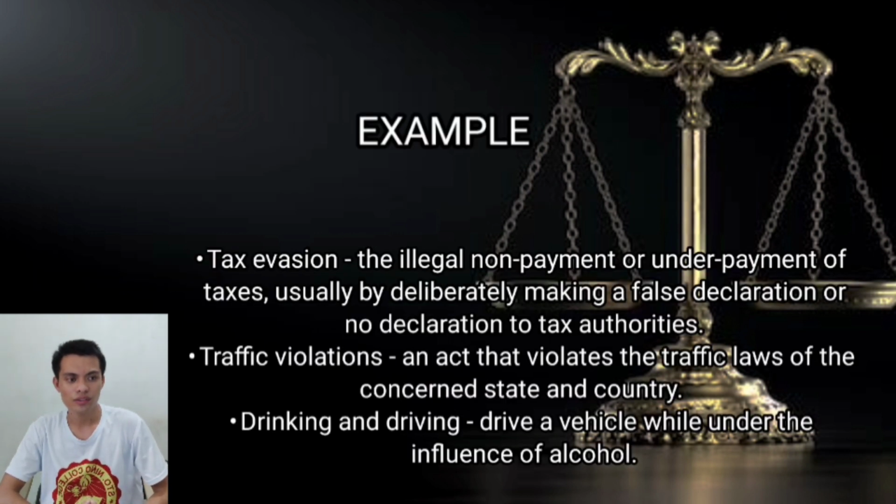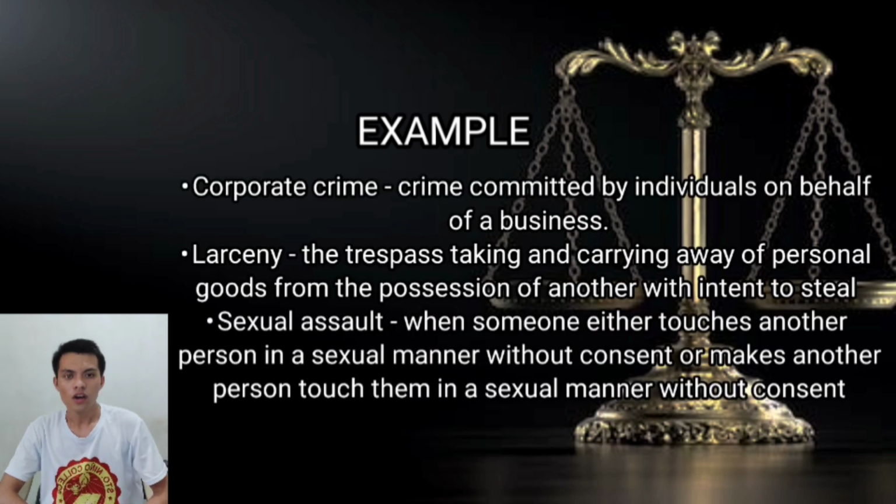Examples: Tax evasion is the illegal non-payment or underpayment of tax, usually by deliberately making a false declaration or non-declaration to tax authorities. Traffic violation is an act that violates traffic laws of the state or country. Drinking and driving is driving a vehicle while under the influence of alcohol. Corporate crime is crime committed by individuals on behalf of a business.